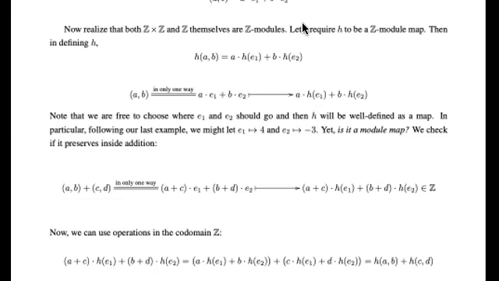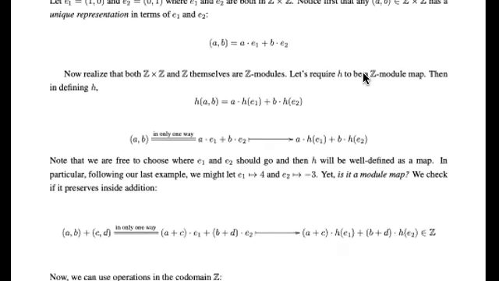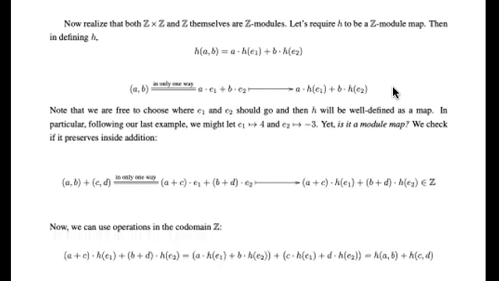Okay, and let's require H, this map right here, to be a Z module map, so it preserves outside multiplication as well as inside addition. So that being the case, if we had H of (A, B), where's it going to go? It's going to go to A times H of E1 plus B times H of E2.